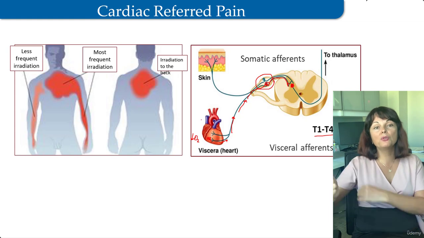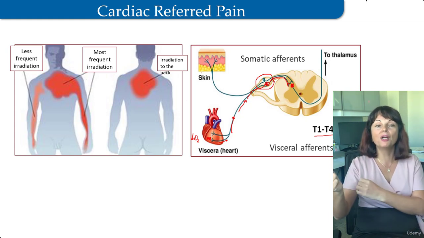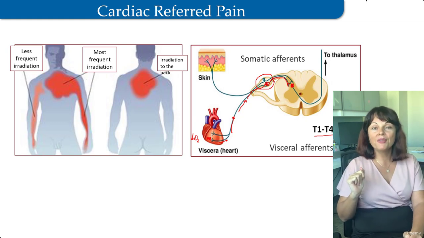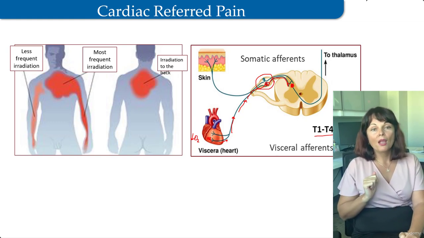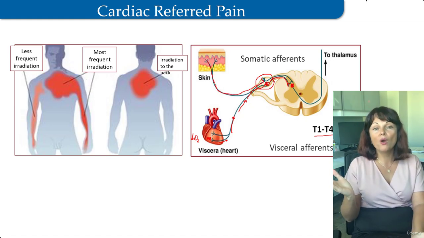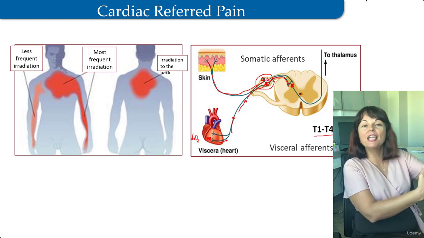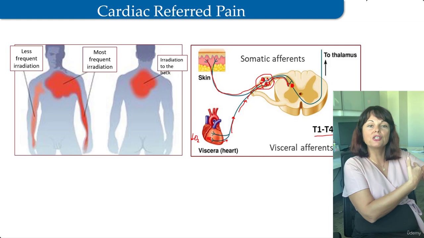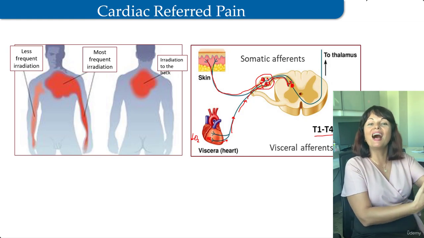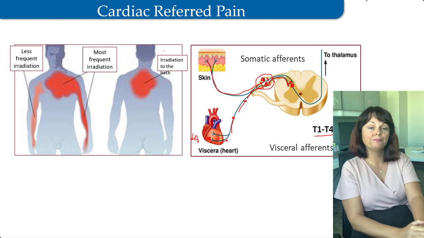The medial cutaneous nerves of the arm and forearm, as well as the second and third intercostal nerves, which give off the intercostobrachial nerves, all have their synaptic connections at this level of the spinal cord. That's why cardiac pain is commonly felt as radiating from the substernal and left pectoral regions to the left shoulder and the medial aspect of the left upper limb.